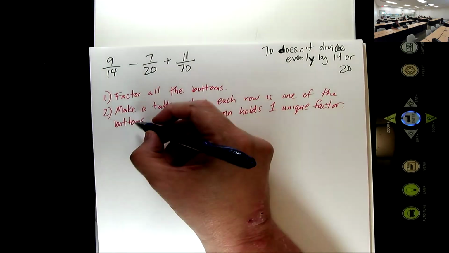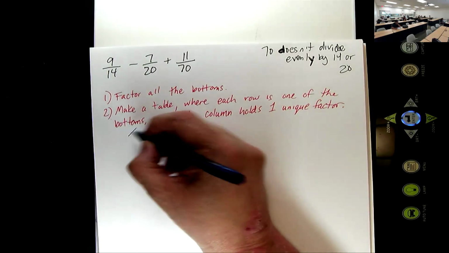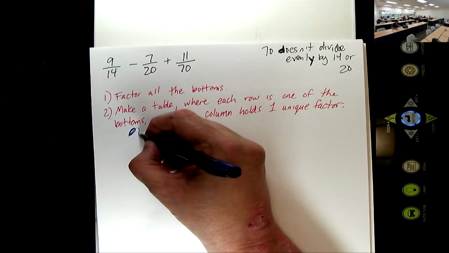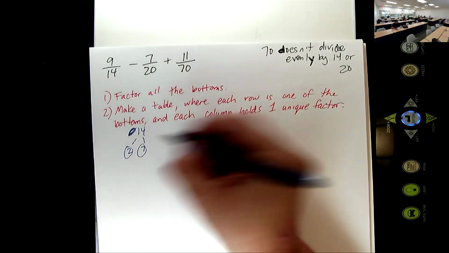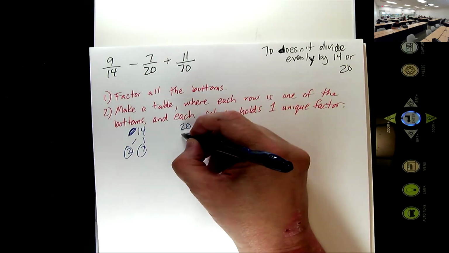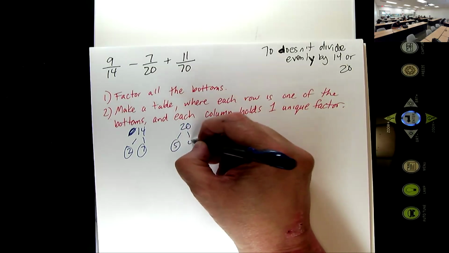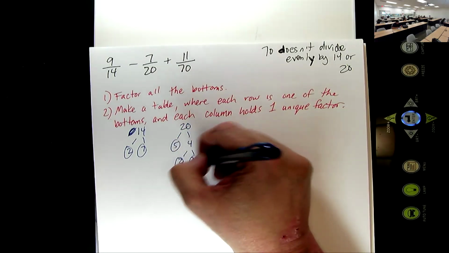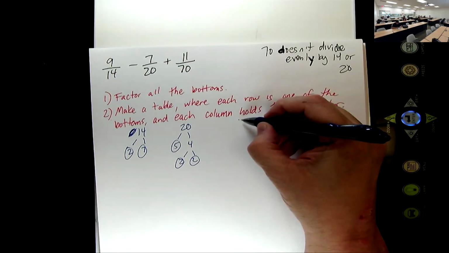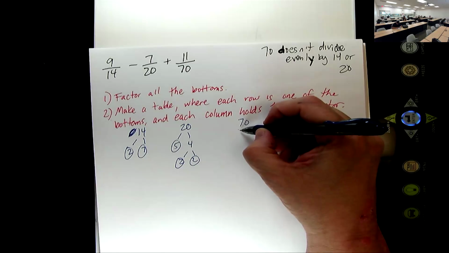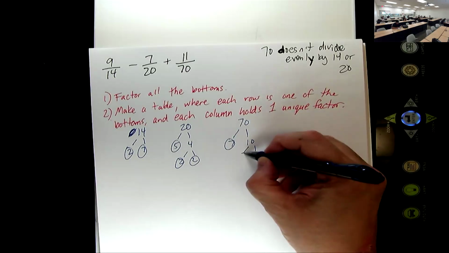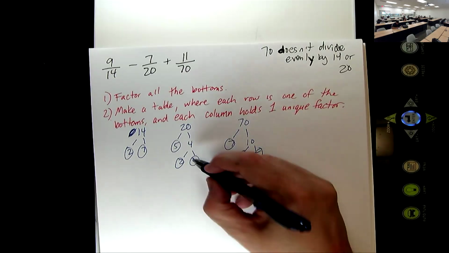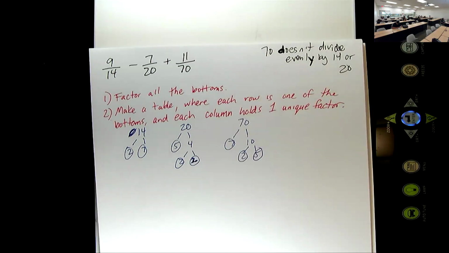When you're comfortable factoring, you can put it directly into the table. But I'm going to start with 14. And 14 is 2 times 7. 20 is 5 times 4, and 4 is 2 times 2. And finally, 70 is 7 times 10, and 10 is 2 times 5. So I factored those numbers all into their prime numbers real quick.